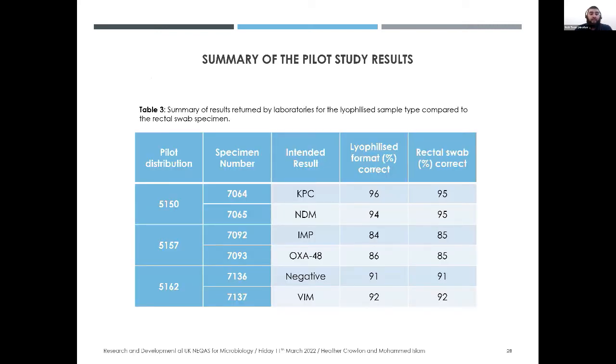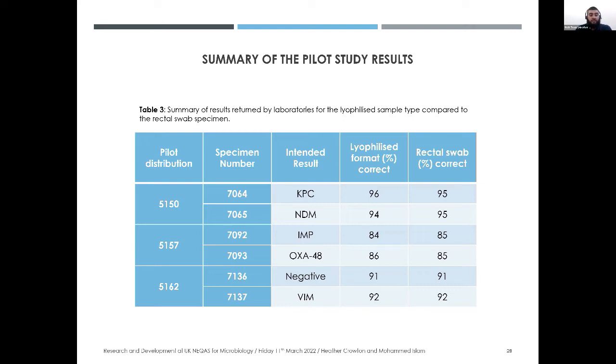This is a summary of the pilot study results, and from the results we can see that stimulated rectal swab type produces comparable results to the live filled vial for all 3 of the pilot distributions. 91 to 96% of participants returned the expected results in the first and third pilot. It's also promising to see that, with the addition of comments within distribution 5162, the results were comparable between the different sample mediums.